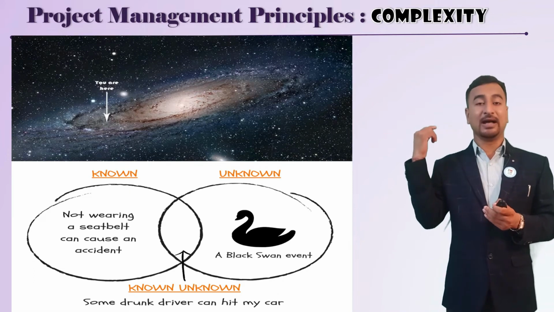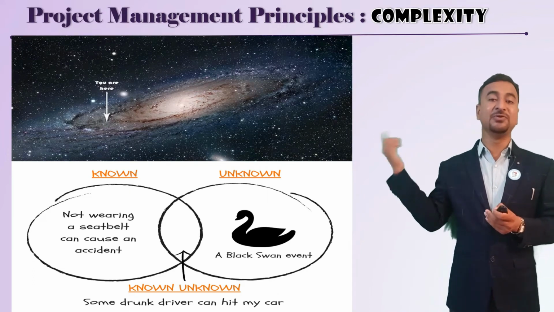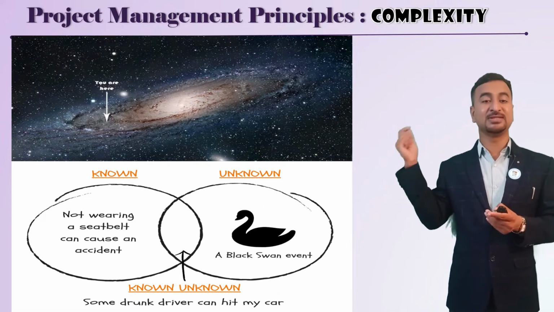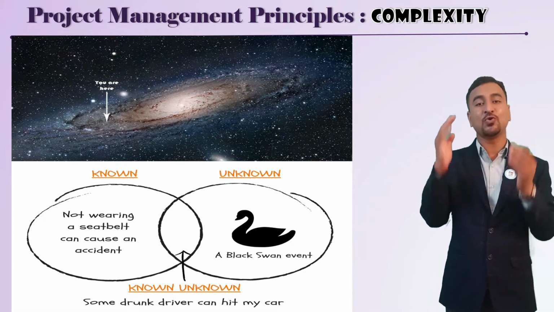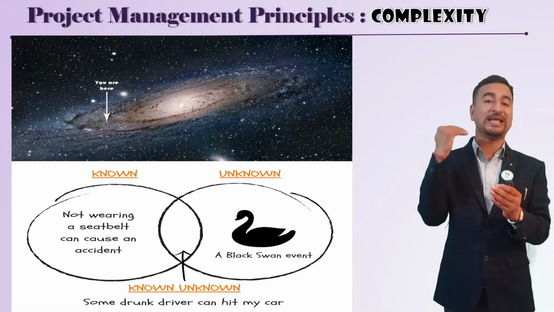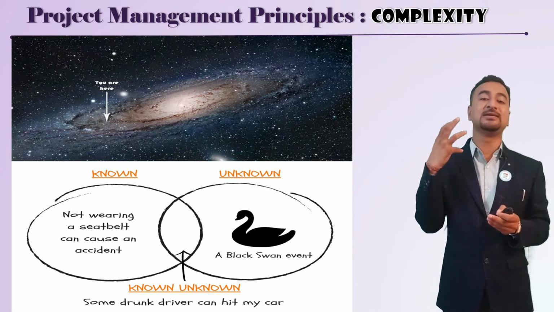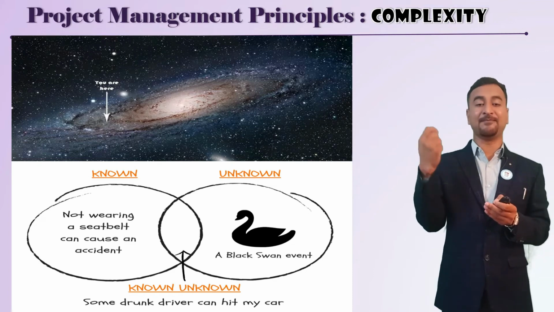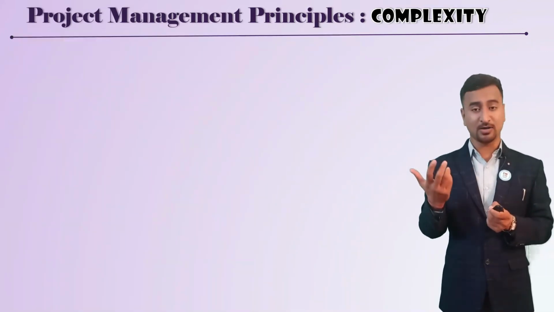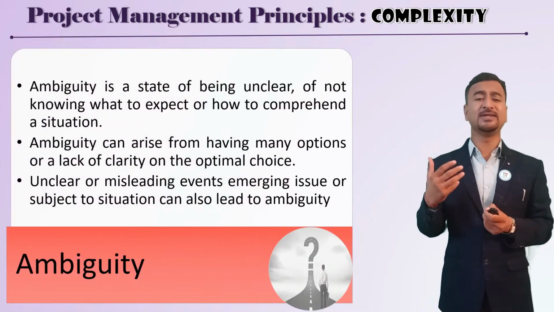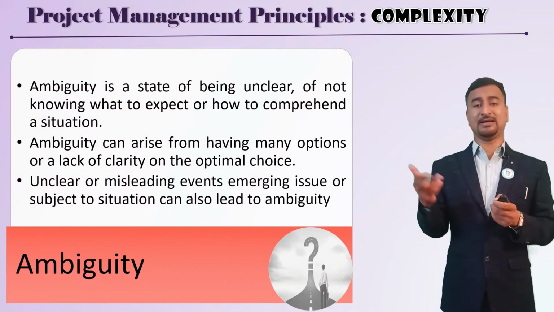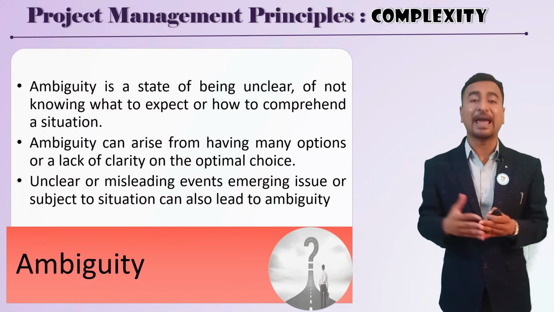I will give you an example using this universe. In this universe, we are a very teeny dot. There are so many things beyond our imagination which we don't even know. So those are the unknown factors. That is a black swan event that may occur. How you can deal with that we will discuss in upcoming slides, but first try to understand ambiguity.